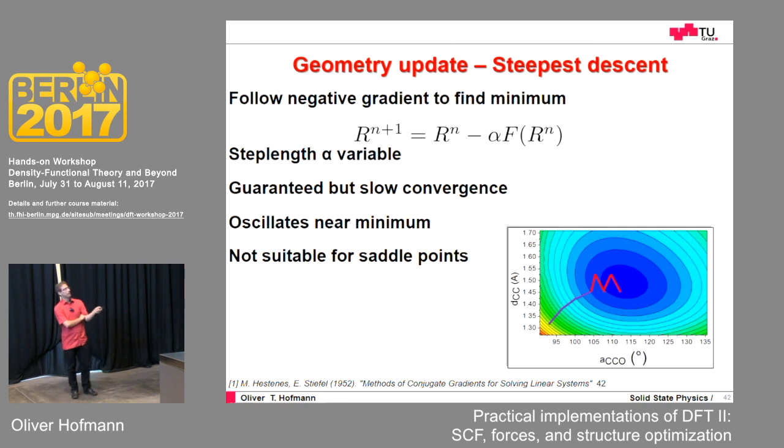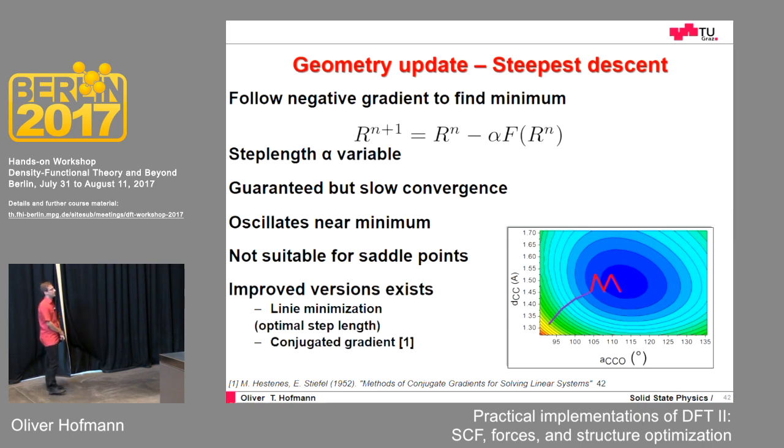Right? In that case, you have a very strong curvature of the potential energy surface along the distance of the carbon-carbon bond in my example, while the bonding angle that you have here is a weak degree of freedom, and because the steepest descent is always along the carbon-carbon distance, you move only incrementally towards the correct value for the bond length. So this oscillates, it takes very long, and is very inconvenient. It's also not suitable for saddle points. I should mention at this point that, of course, improved versions exist, such as line minimization or conjugate gradient, which try to avoid this problem, but I'm also not going into details here.